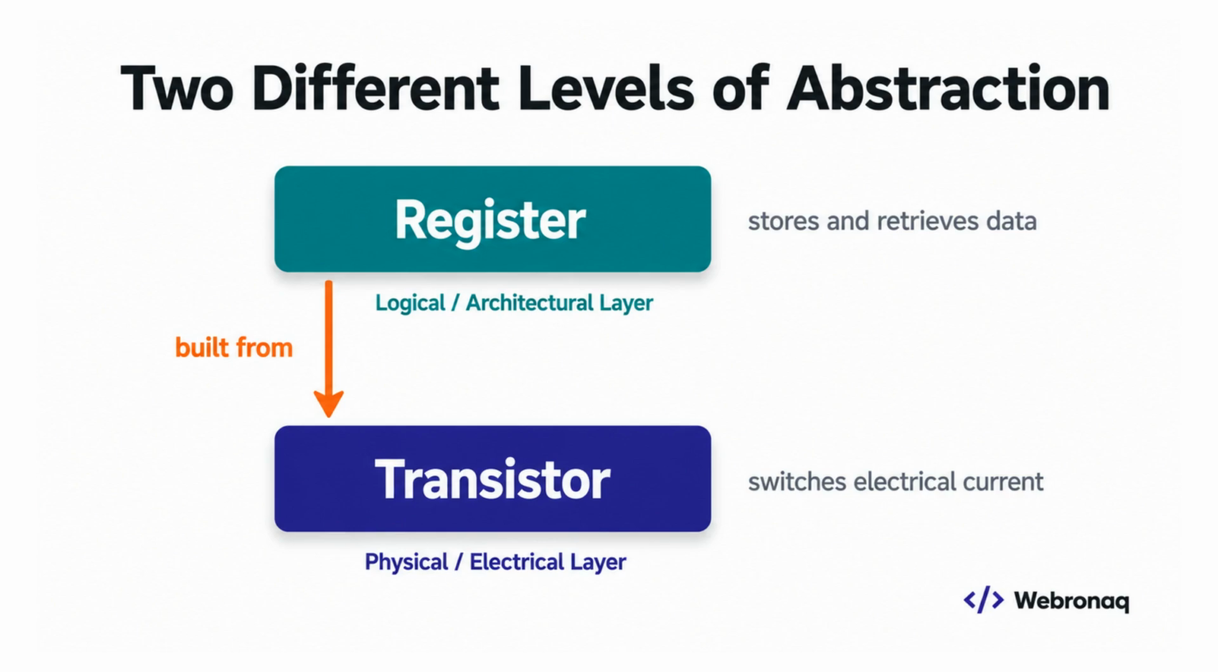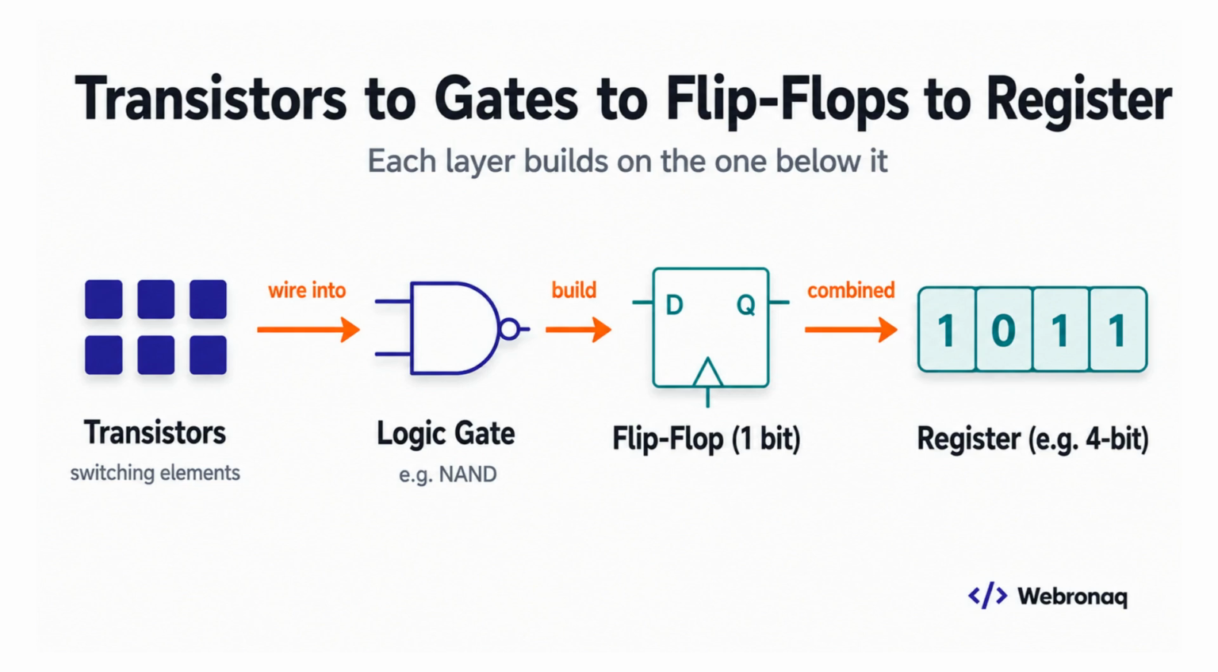Next, let us see exactly how that construction works. Let us trace the actual construction path from transistor to register. It happens in distinct layers. First, you take individual transistors and wire them together in specific arrangements to create logic gates. A simple gate like a NAND gate might use just a few transistors. Then, you combine those logic gates into a circuit called a flip-flop. A flip-flop is a 1-bit memory element. It can hold a single binary value, either a 0 or a 1, and it remembers that value until you deliberately change it. Finally, you take several flip-flops and connect them side by side. 4 flip-flops give you a 4-bit register, 8 give you an 8-bit register, and so on. The full path is transistors form gates, gates form flip-flops, and flip-flops form a register.